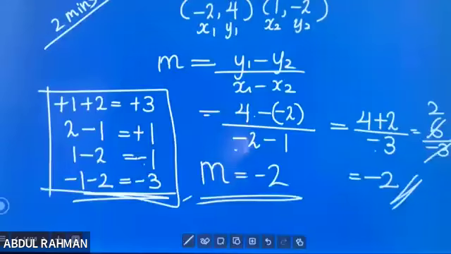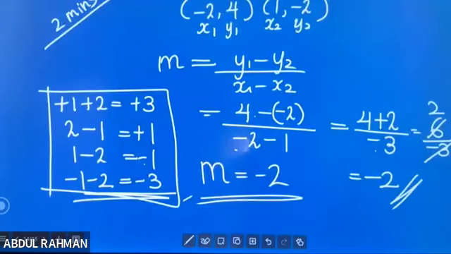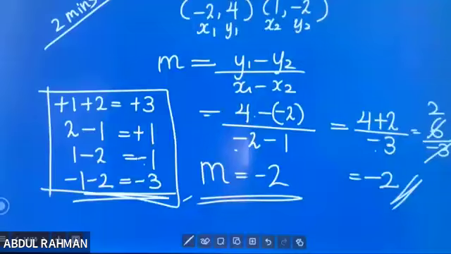Excuse me, if we take both the equations, the gradient will be the same, right? When we apply both equations, y2 minus y1 over x2 minus x1, and if we use y1 minus y2, will we get the same answer? Yes, you will be getting the same answer. Shall I do it? Of course.